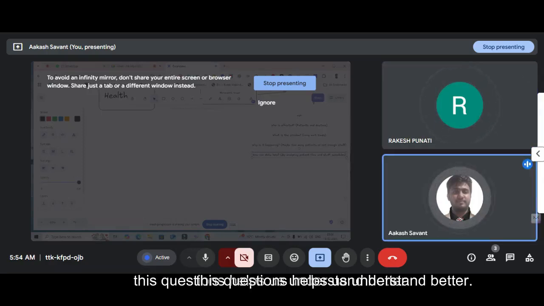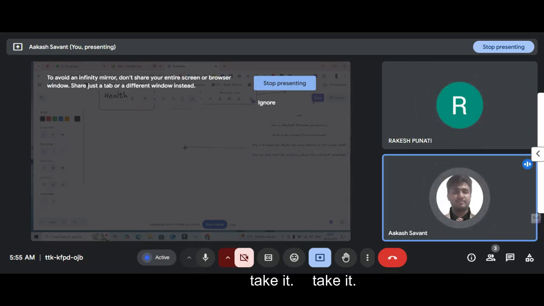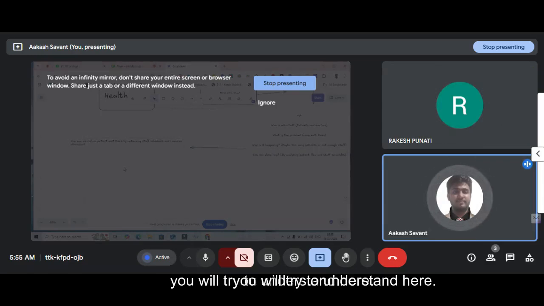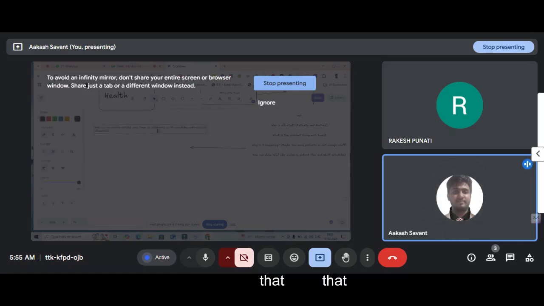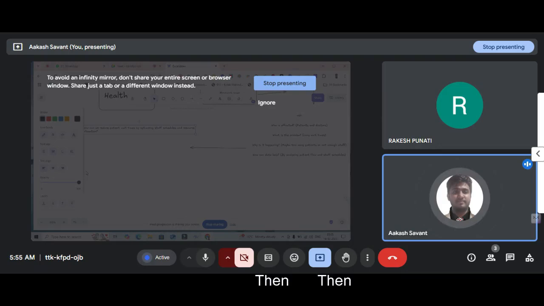So now the problem statement will be, if we finally frame it correctly, something like this. How can we reduce patient wait times by optimizing staff schedule and resource allocation? Yes, this is the business problem that we need to focus upon.